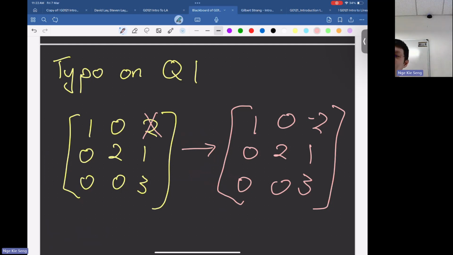Once you get it, you can just start. And there's one typo I want you to fix here. The two here becomes a minus two. The red one is not clear, is it blue? That's blue.